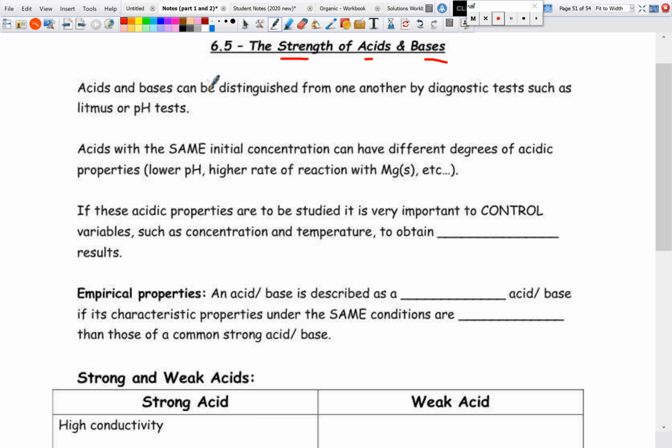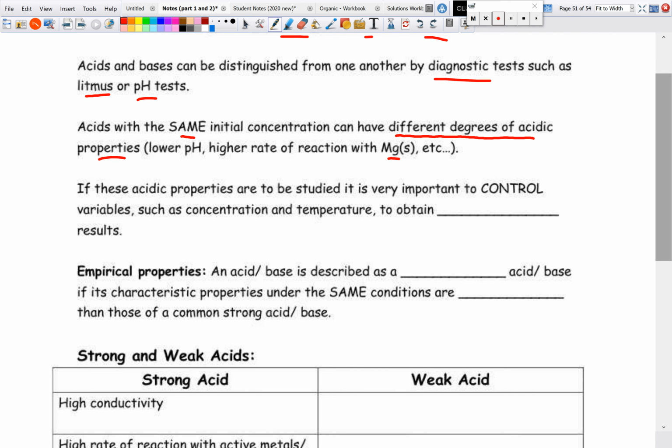So as you can read right here, acids and bases can be distinguished from each other by diagnostic tests such as litmus or pH tests, and indicators and stuff like that we can all do. Now, acids with the same initial concentration can have different degrees of acidic properties. So that means different pHs, so we can have different acids at 1 mole per liter. If we're comparing hydrochloric acid to citric acid, they're going to have different pHs, and they can even have higher or lower rates of reaction with magnesium. So if you were to perform tests with these, it's very important to control variables such as concentration and temperature, to obtain reliable results.